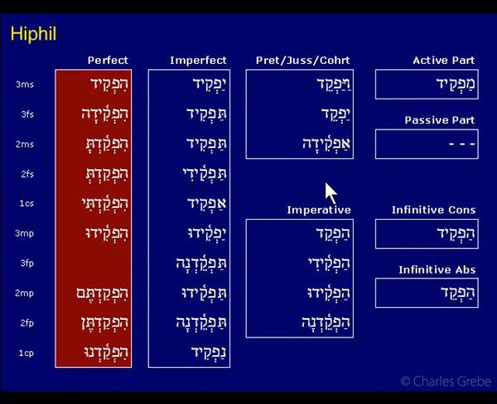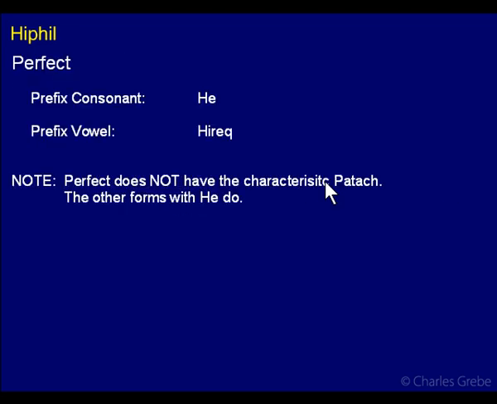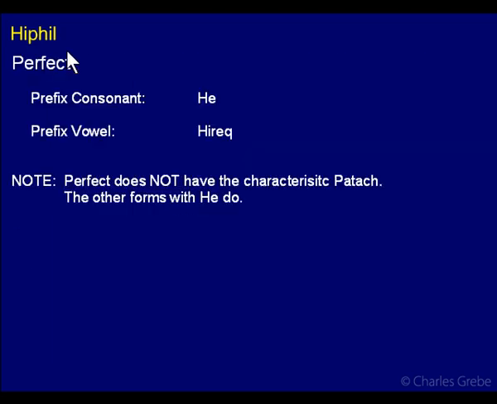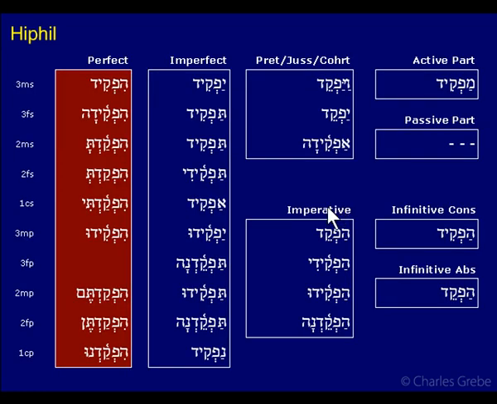Okay, let's look at the perfect a little more. What's going on with the perfect? Prefix hey, prefix consonant hey, and prefix vowel hiriq. Okay, hey and hiriq, straight from the name. Prefix does not have the characteristic patach. All the other forms do. Okay, well, I already said that. The prefix, you've got a patach here in all these. This is the one where you have the hiriq.